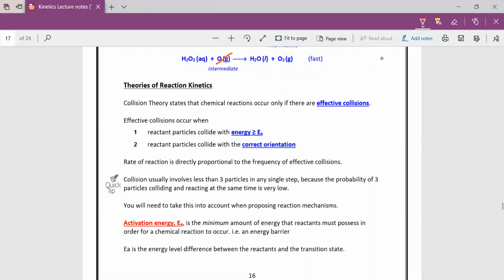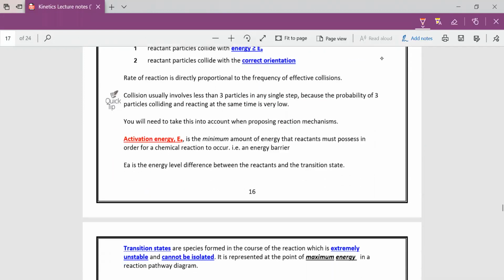Okay, so quick tip for you, collisions usually involve fewer than 3 particles in any single step. Okay, because the probability of 3 particles colliding and reacting at the same time is very low.